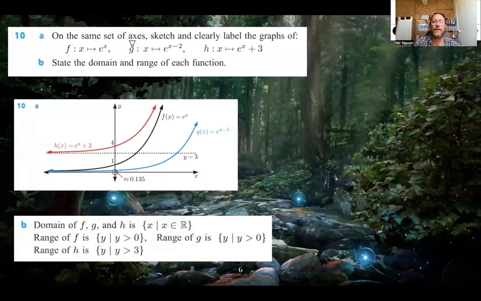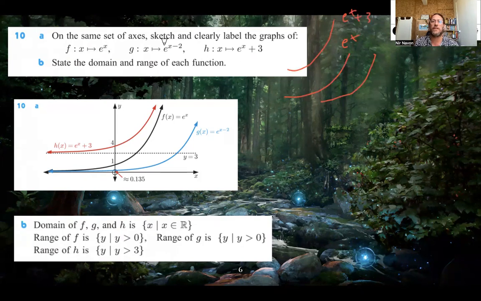On the same set of axes, sketch and clearly label the graphs. So e to the power of x looks like that. e to the power of x minus 2 is a horizontal translation, 2 steps to the right, so it will look like that. And this one, e to the power of x plus 3, will be a vertical translation. So maybe by now you see it more clearly.